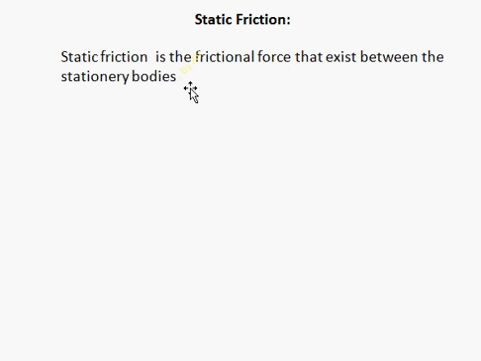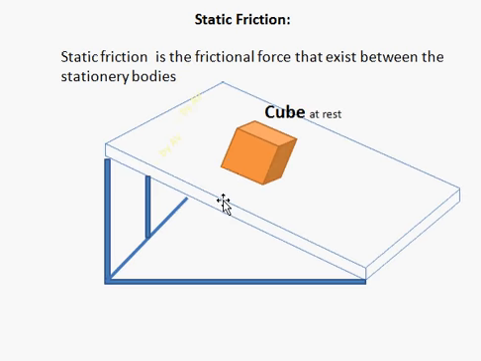You can imagine an example like this. Suppose a sloping surface is flat and you have a cube here. Now the cube is at rest. You may be wondering why the cube is not moving. Here the cube is not moving because of the frictional force which resists its movement. The cube is at rest. If not, the cube will go down. That resistant force which does not allow this cube to move is called static friction.